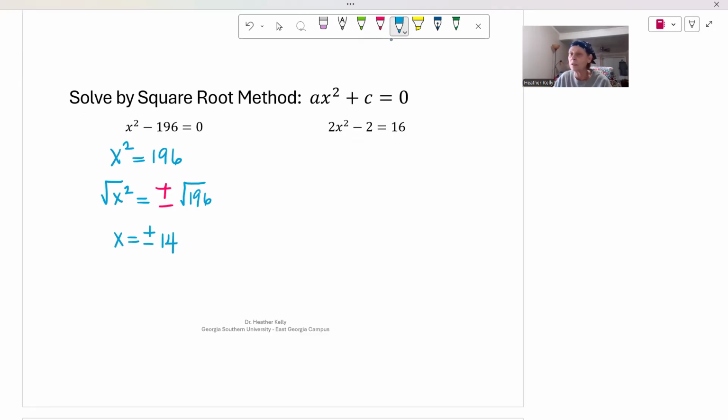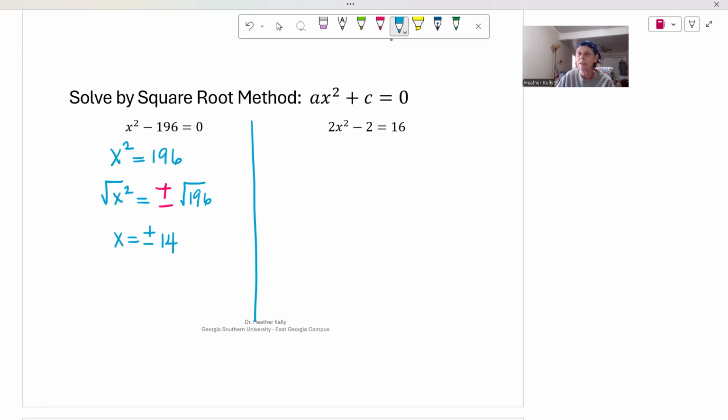Super easy. Students love to do it, but they forget about the two answers. So still be very, very careful. Okay, let's look at the next one here. We've got to isolate that x squared first. I'm going to add over the 2.